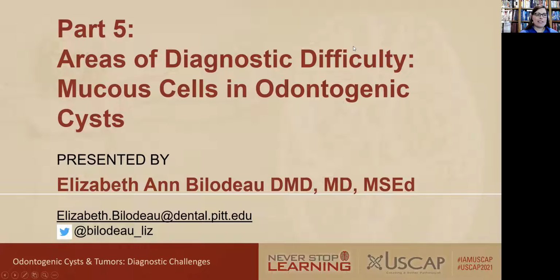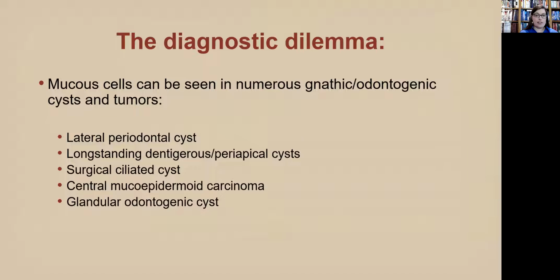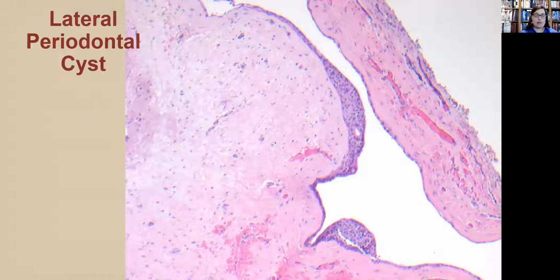In this part, we're going to discuss mucus cells in odontogenic cysts. So the diagnostic dilemma here is that we can see mucus cells in many of our odontogenic cysts. We already talked about the lateral periodontal cyst, and it goes from a thin epithelial lining to these focal plaque-like thickenings. We can see duct-like structures, but we can also have mucus cells.